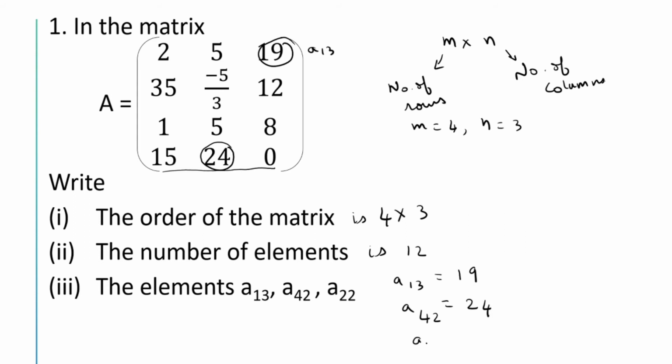Next one, A22. A22 is the element in the second row and the second column. So this is the second row and this is the second column. So the element A22 is minus 5 by 3. I hope this is clear.